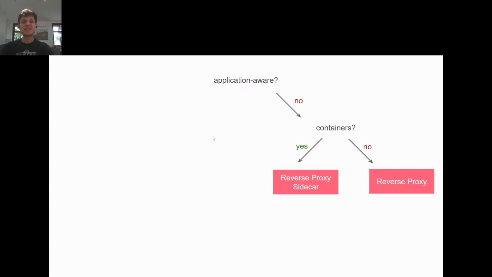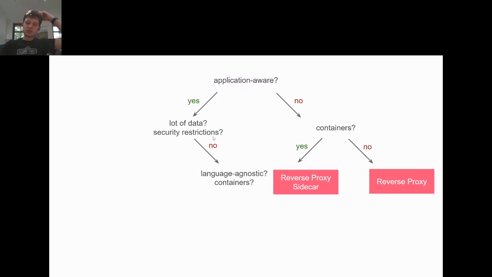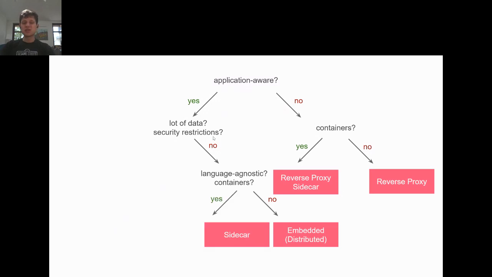Now, if your application needs to be aware of the caching, then the next question is, do I have a lot of data or some security restrictions? If no, should my application be language agnostic, or do I use containers? If no, use embedded or embedded distributed. If yes, you can use sidecar.